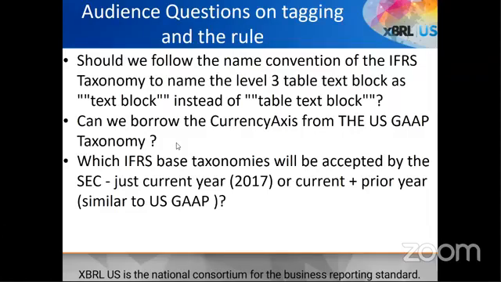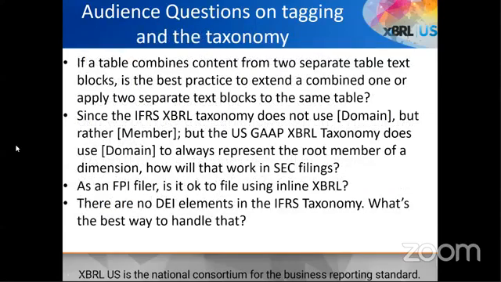The final question we've got here: which IFRS-based taxonomies will be accepted by the SEC, just 2017 or current plus prior year? Well, I always really liked the 2013 taxonomy, so we were thinking of just going back to that one. No, actually, we can't tell you when the 2017 taxonomy will be available in EDGAR, but it will. At the moment, it's just the 2016. So we go to the next slide, please.